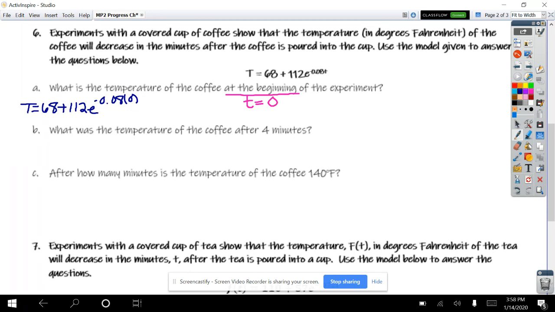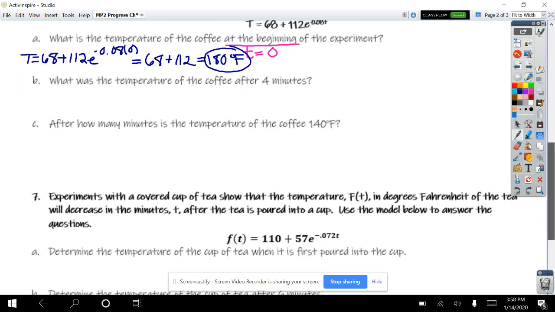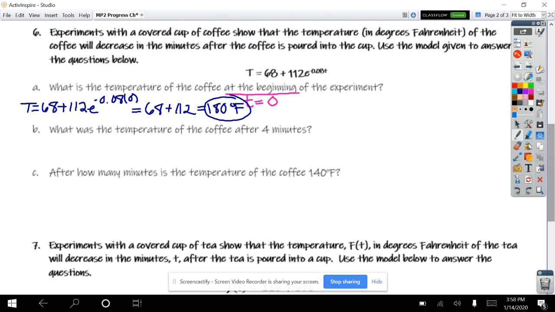I have a 0 times a decimal in my exponent. That's just going to be 0. And then e to the 0 is always 1. So that leaves me with 68 plus 112 times 1, which is just 112. And 68 plus 112 gives you 180. And then we need to add our units, which is degrees Fahrenheit, because we're talking about temperature. So that is your answer for this one. That one's easy without a calculator. Again, you can use a calculator, but it's doable without one. I'm going to leave this right here.